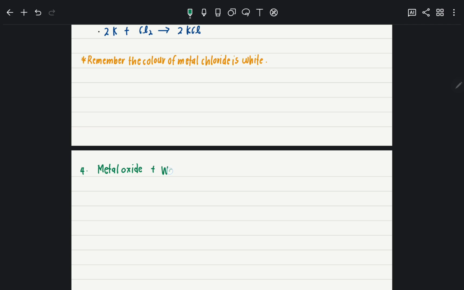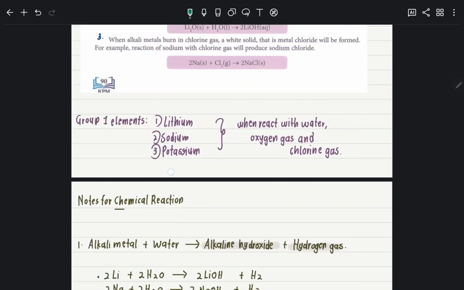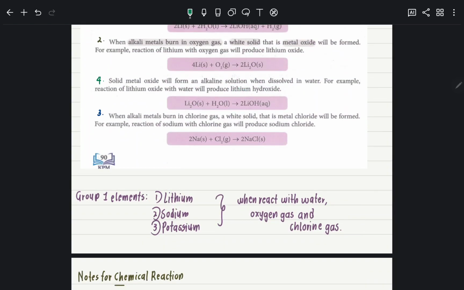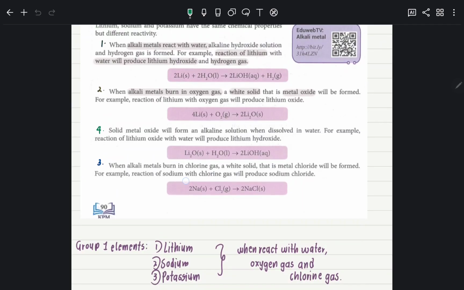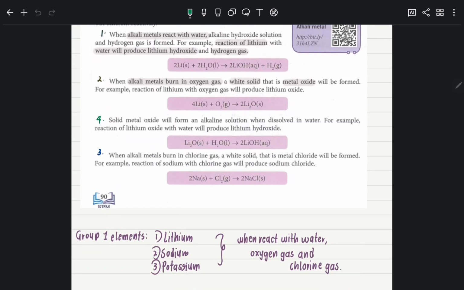Okay, when they react dengan water, it will form alkaline hydroxide. Okay, maksudnya it will form an alkali solution lah. Nama lagi comel secara kimia, we call alkaline solution or alkaline hydroxide. So it's just a matter of same.